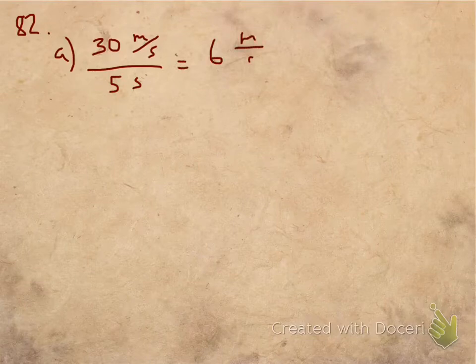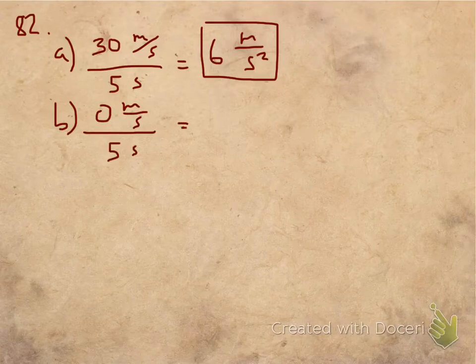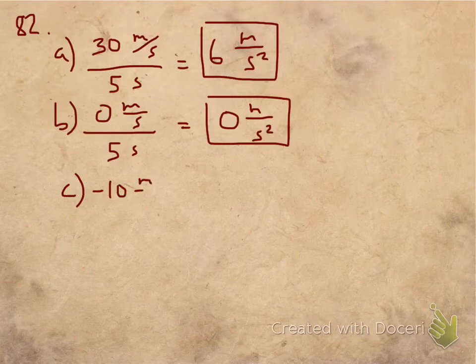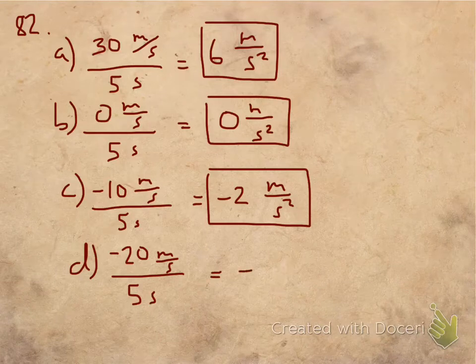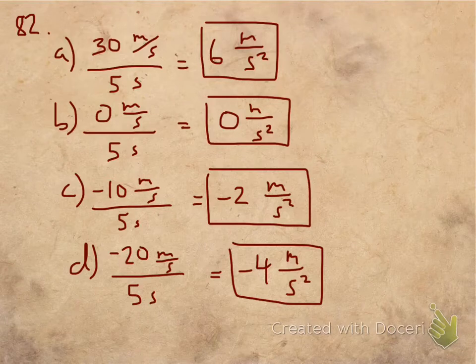Okay. Number 82. We're looking at a graph here, and in order to find the acceleration at each moment, you're just going to take the change in velocity divided by the change in time. So in the first case, you're changing 30 meters per second over 5 seconds. In the second one, you're not changing any value of velocity over that period of time. For C, you're changing negative 10 meters per second because your velocity is decreasing. And then for D, you're drastically decreasing your velocity by 20 meters per second over a period of 5 seconds. And you can see I've calculated the acceleration for each example.